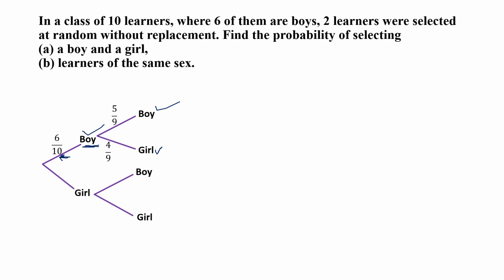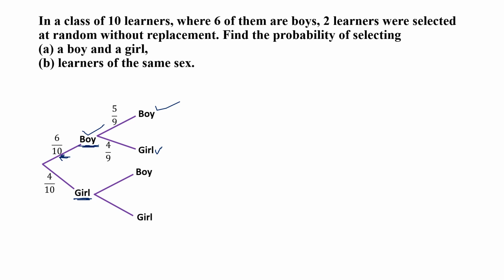On the other branch, the probability of starting with a girl is the total number of girls in the class. This one has nothing to do with the first branch. This branch that we are now talking about, where we are starting with a girl, has nothing to do with this branch where we were saying the probability of starting with a boy. So the total number of girls in the class is 4. And the total number of learners in the class, remember this is the first girl, is still 10. So the probability of starting with a girl is 4 over 10, like this.